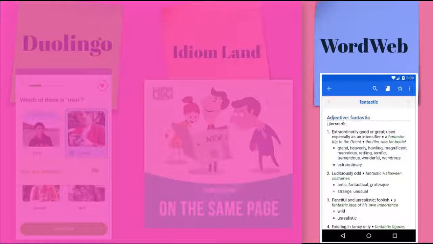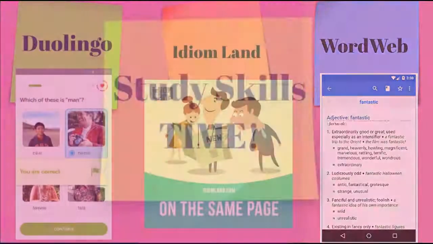And then the last one is WordWeb, which is basically just a really simple dictionary. It'll give you a great easy definition, and then it will give you similar words as well as words that are the opposite and have opposite meanings.